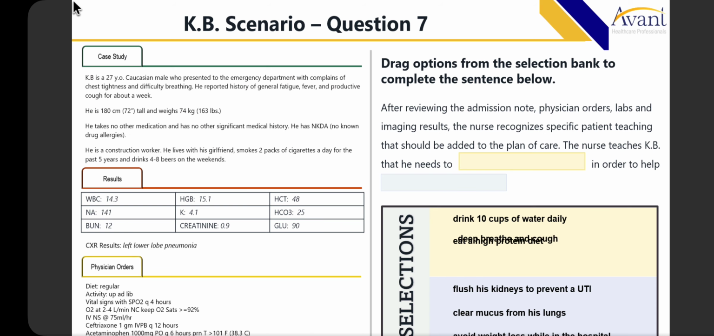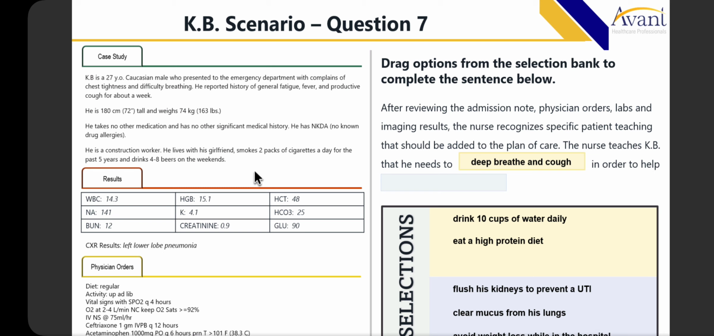Okay, so the nurse teaches Ken. If you said drink 10 cups of water, you do want them hydrated, but you have to be careful they don't go into fluid overload. It's kind of saying which is the better answer. Sometimes with these questions, it's not to say one answer is wrong, but which is the better answer, okay? In this case, deep breathing and cough exercises seem a little bit more important than the fluids, because you also want them to be able to inhale and get more air, ventilation, as well as being able to get rid of the secretions.